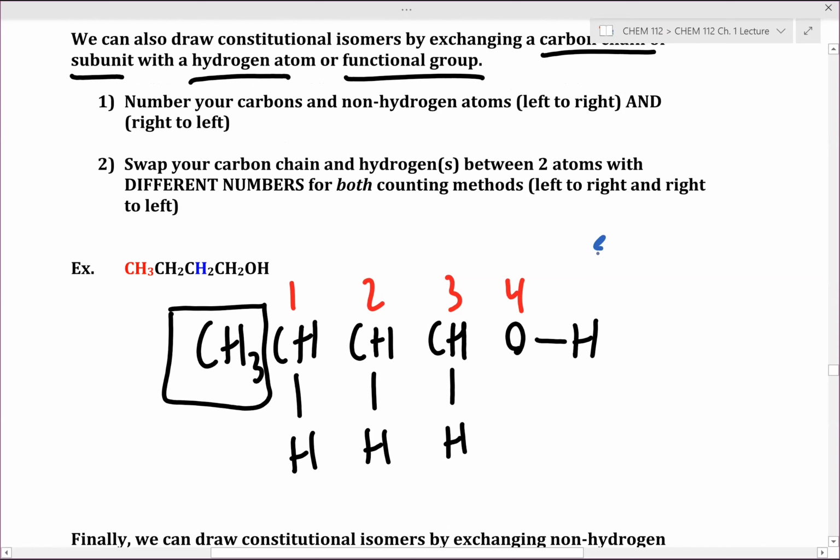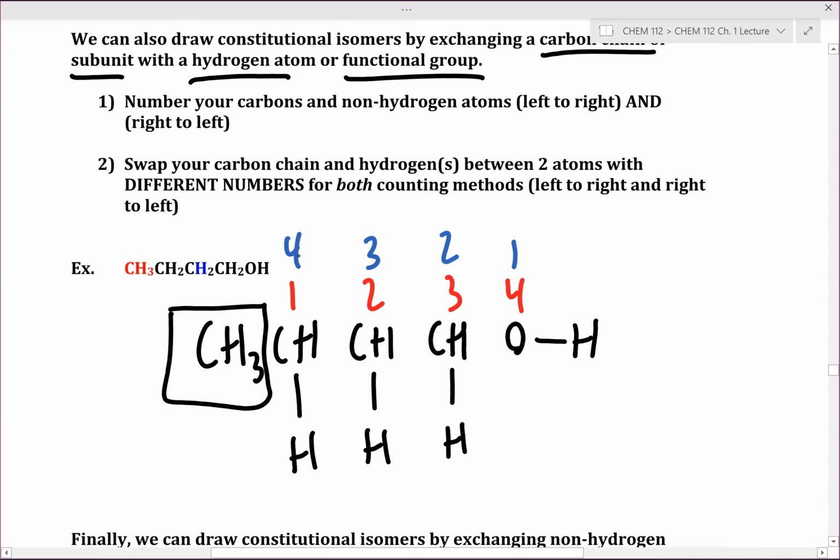Perfect. Okay, so let me number it from right to left. 1, 2, 3, 4. Okay, so let's think of all the places that I can move my methyl group. Are there any problematic swaps here?